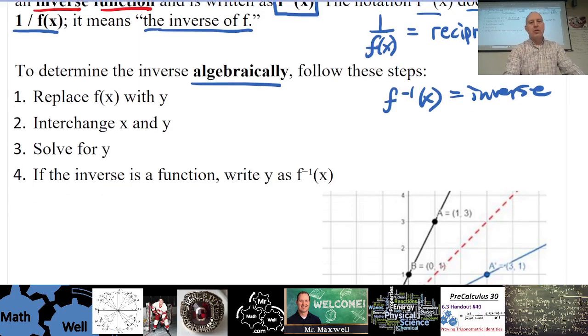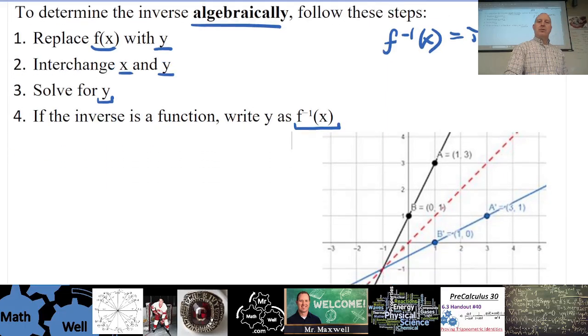The first thing we're going to do, if it's in function notation like f of x, is replace the f of x with y. Then, step 2, we're going to interchange or reverse the x and y positions, and then solve for the new y. This will be the inverse of the function. And again, for now, don't worry whether it is a function or not. We're going to write f to the negative 1 of x as the inverse function, and we won't worry whether it's technically a function or not for now.